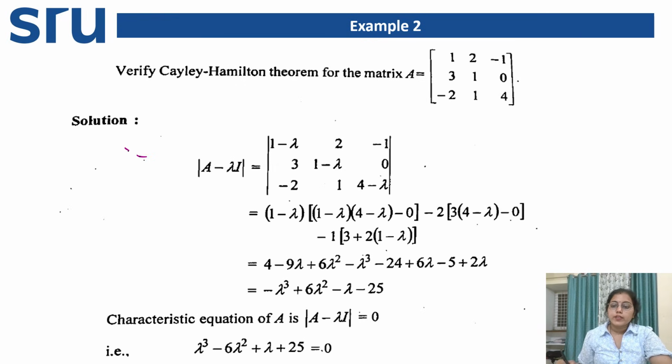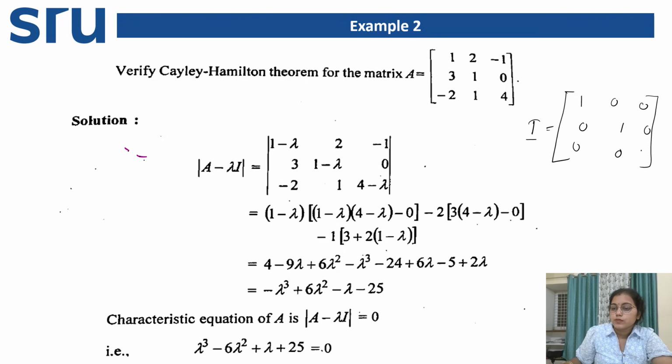Now this is one more example to verify the Cayley-Hamilton theorem. This is a 3 cross 3 matrix. Now you have to verify that. First, in this type of question, you first find the characteristic equation, that is A minus lambda I. Here this I is the unit matrix, the 3 cross 3 unit matrix. What is the 3 cross 3 unit matrix? Simply you write I is equal to 1 0 0, 0 1 0, 0 0 1.